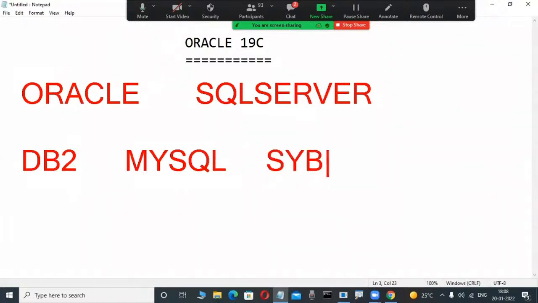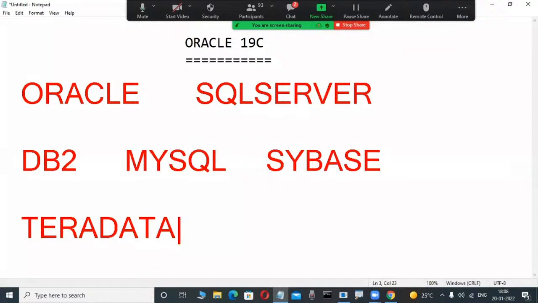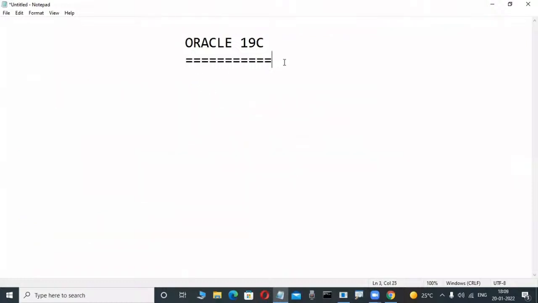Again, Sybase is a database product from Ingres Corporation. Again, Teradata. Maybe many fellows, data warehousing application programmers, have an idea. Teradata is a database product from NCR Corporation. SQLite is a database product. Like this, so many database products are there from different companies. That's why Oracle is always one of the popular database products.